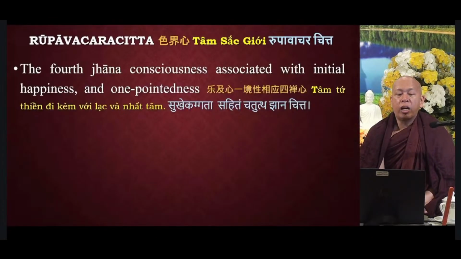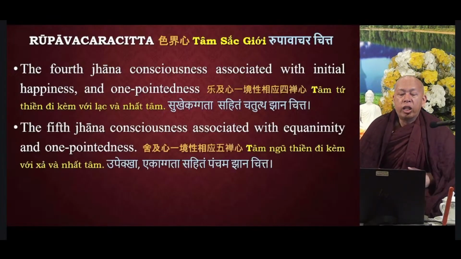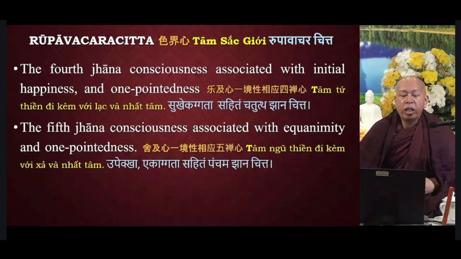The 4th jhana consciousness is associated with happiness and one-pointedness. Here the initial application is dropped, right? So that means happiness and one-pointedness, 2 jhana factors. Then we have the last jhana, the 5th jhana consciousness associated with equanimity and one-pointedness. So these are the 5 jhanas according to Abhidhamma.